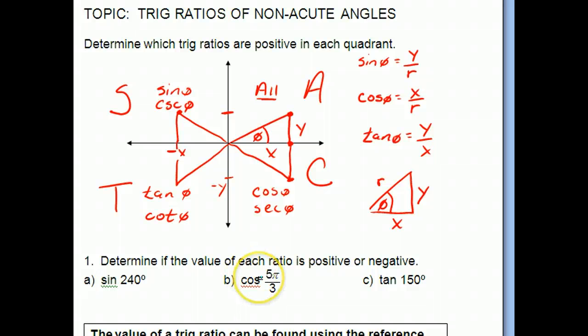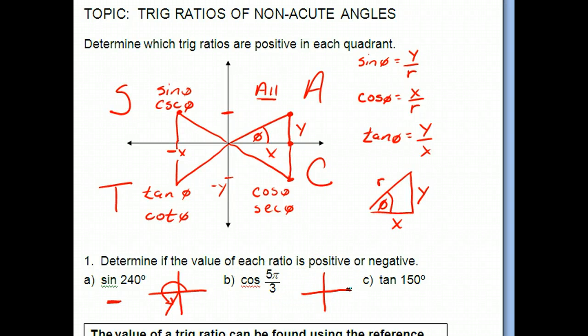Okay, so let's put this to work here. Determine if the value of each ratio is positive or negative. So what we want to do is map out our angle. So sine of 240 degrees, 240 is 60 past 180, so it's going to be here in this third quadrant. And I can see that only tan is positive in that quadrant, so this is going to be negative. Okay, cos of 5 pi over 3.